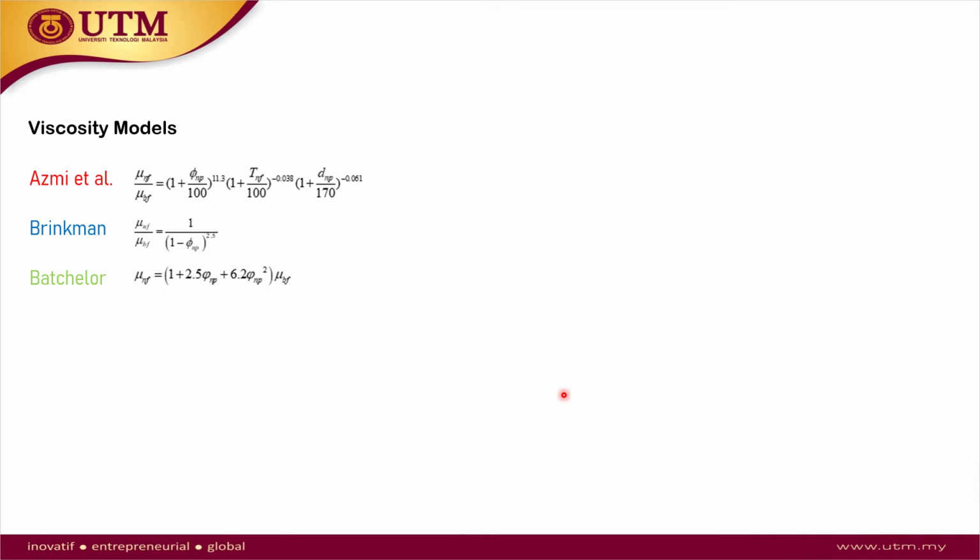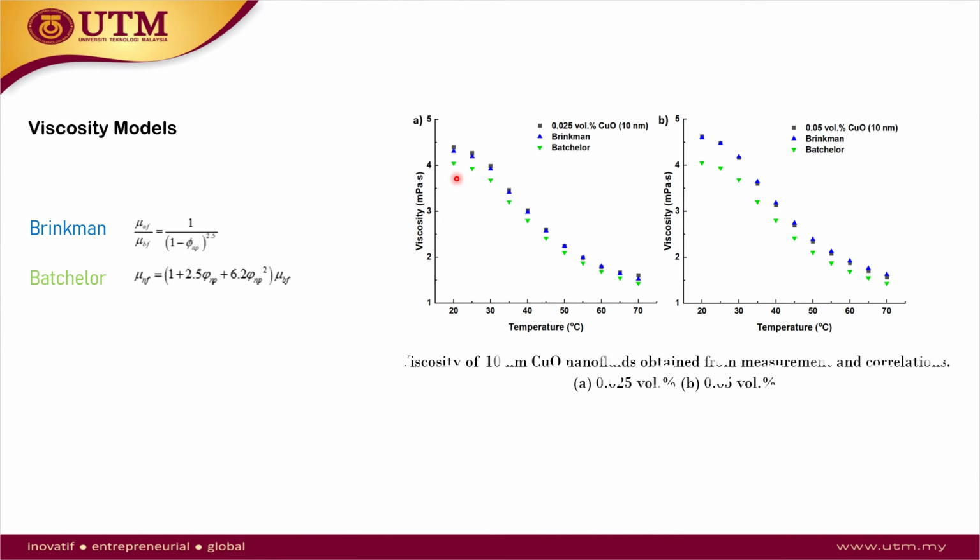When we look at the 10 nanometer copper oxide nanofluid, we are not considering ASME's model because its limitation is 20 nanometer of particles, and we were using 10 nanometer. So we only use Brinkmann and Batchelor's models. We can see that our experimental data fits perfectly with Brinkmann's model at these two concentrations. And for Batchelor's, actually it slightly underestimated the experimental data, but it's quite close and the trend is similar as well. So why did this happen?